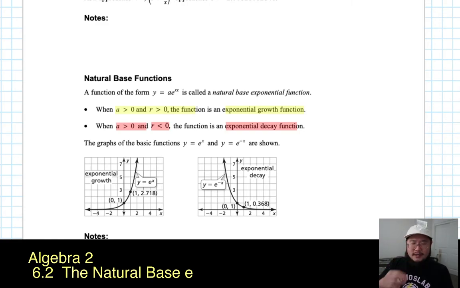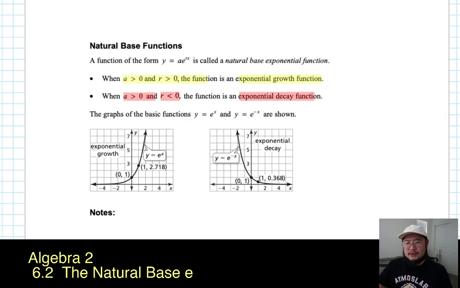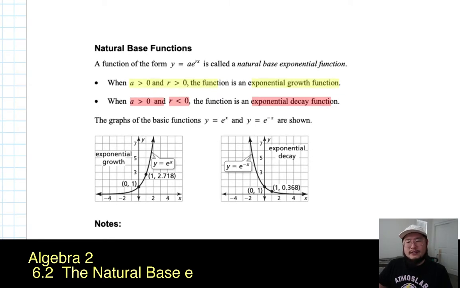There are a few things to really pay close attention to when we look at this function. First, we have our function here, y is equal to a times e raised to the rx power. So instead of the term b that we had before, like a times b to the x power, we substitute b with this number or letter e. And therefore, when we take a look at the two graphs right there, the things I want you to pay attention to, I've highlighted.